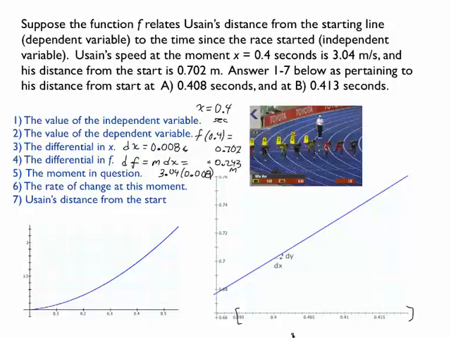Okay. So Usain's distance from the start. How would we symbolically write that? So what symbols would we use to denote Usain's distance from the start? Yes, sir?